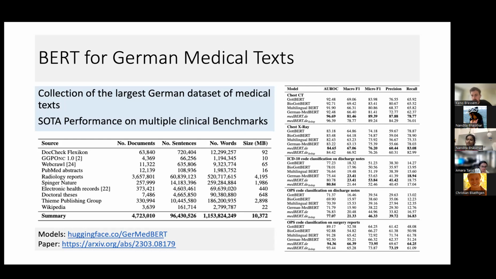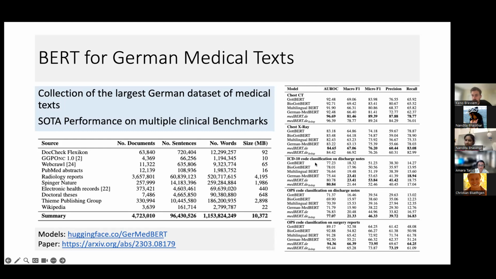And here on the right, you can see some results on different benchmarks. Some we designed ourselves, like a chest CT classification benchmark. This is a multi-label classification benchmark of 20 different findings, which can be found in the chest CT. And you see that our model, the German medical BERT, performs the best over all benchmarks. Same for the chest X-ray classification task, which also is a multi-label task with, I believe, 10 different labels. And we also had some other tasks.